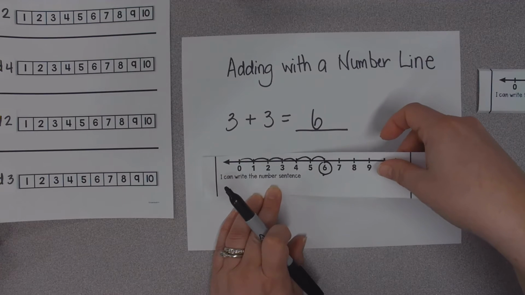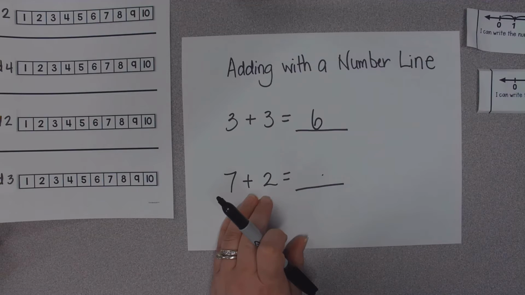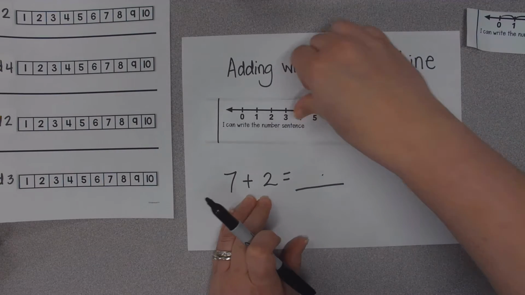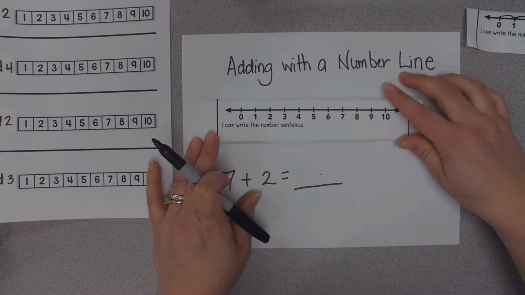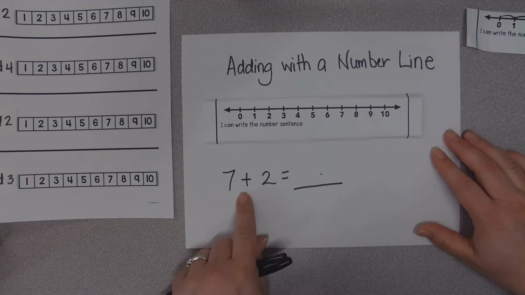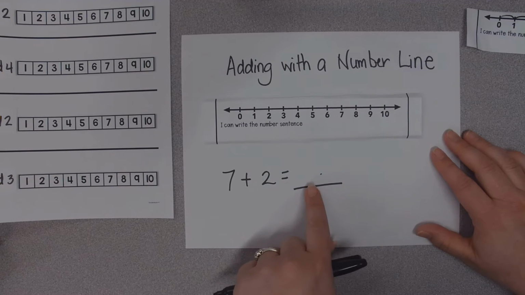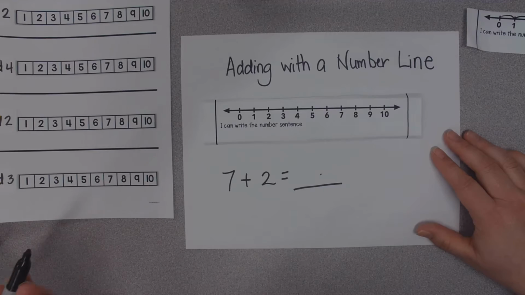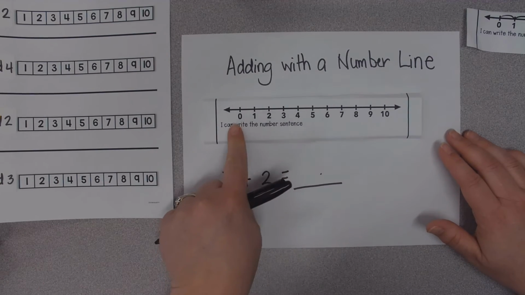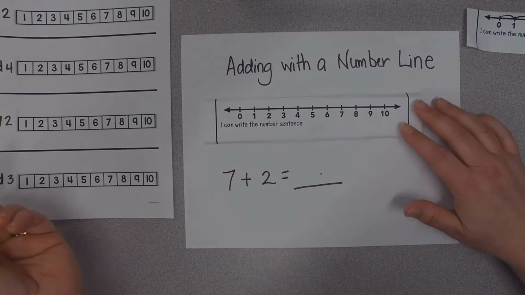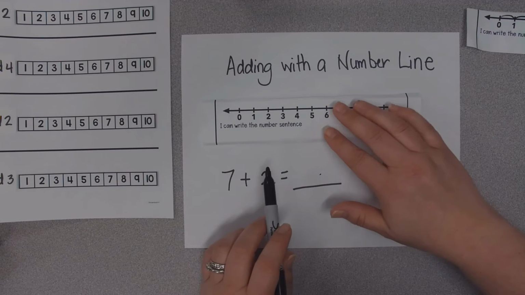I just happen to have a new one, so I'm going to use a new one. Here's the other question on the bottom of the page. 7 and 2 is the same as blank. So here again, I'm going to make the jumps. If you wanted to just use your finger, you could do that too, but a number line is nice because it kind of keeps us organized.